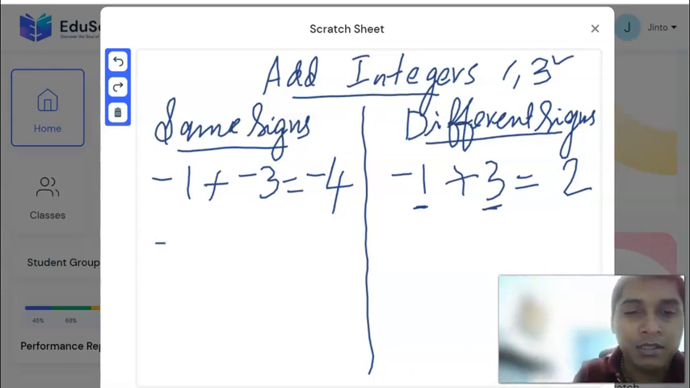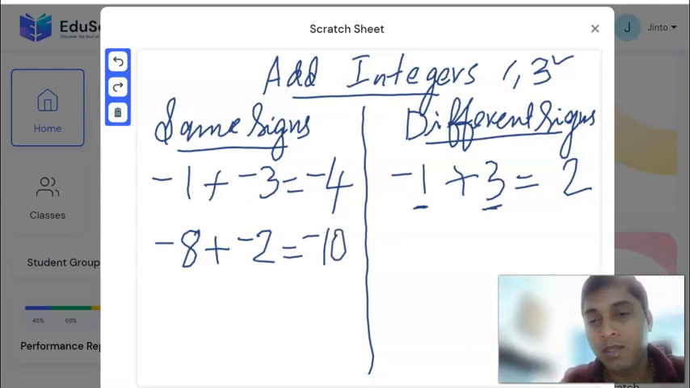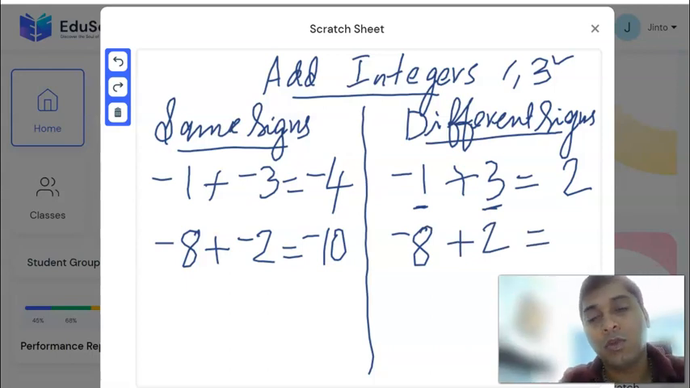So the bigger absolute value was 3, which had positive, so you go with that. Okay, let's say -8 plus -2. Those are same signs, you get -10. But on this side you can think about -8 plus 2. When you add those two numbers, they are different signs, -8 plus +2. In that case also you take the difference between these two absolute values. The difference is 6. But you always go with the sign of the bigger absolute value. The bigger absolute value, in this case 8, has negative sign, so you go with negative.